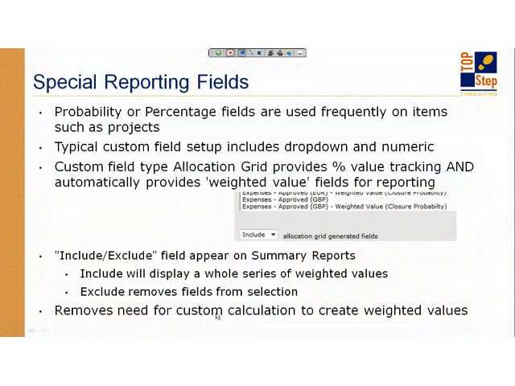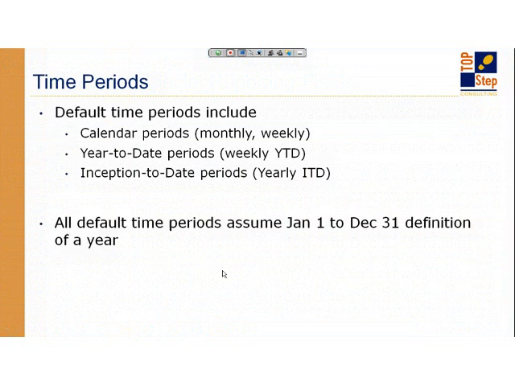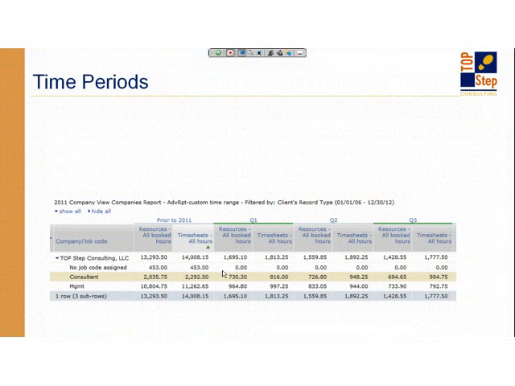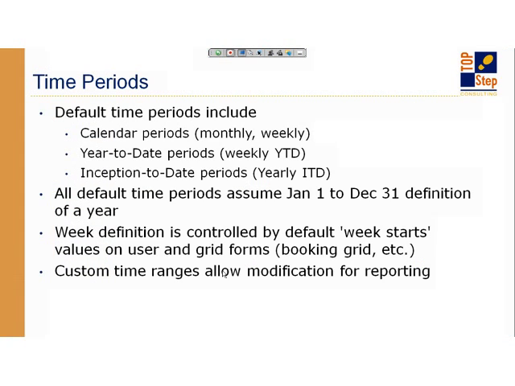So time periods, let's go back. So time periods, for some of you that are using OpenAir, if you deployed the system with this requirement, you're already familiar with this feature. But for those of you who follow sort of a standard calendar, Q1 is January through March and so forth, you may not be as familiar with this concept of time period customization or custom time ranges.